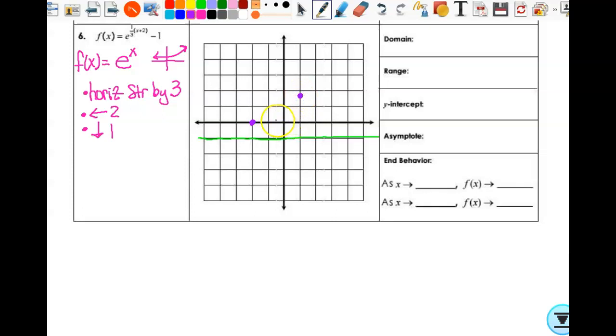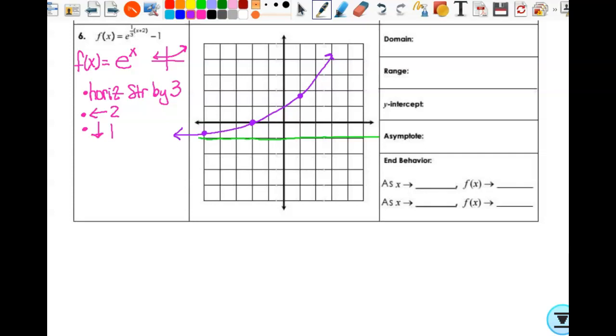Then negative 1 is about 0.4. Then I do a horizontal stretch by 3, which puts me at negative 3. Then I move to the left 2 and down 1, about right here. Any questions about where any of that came from?